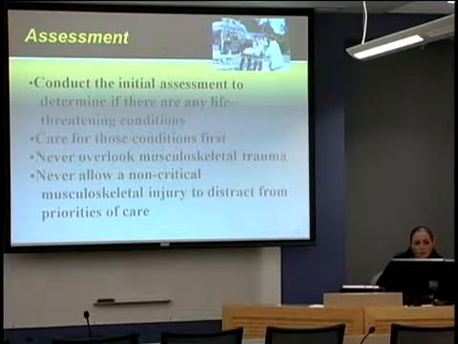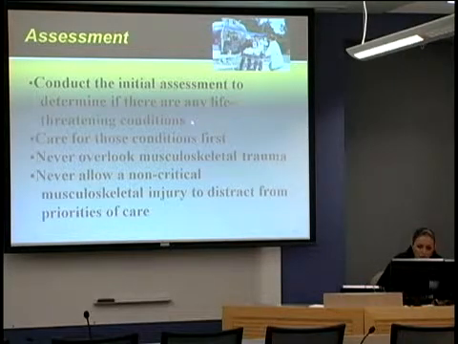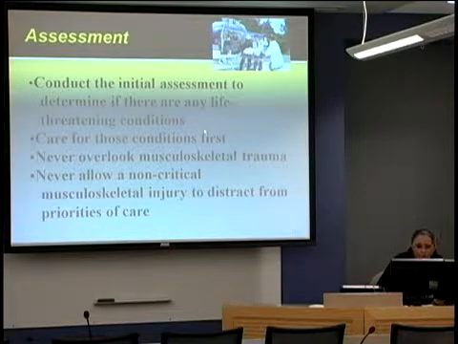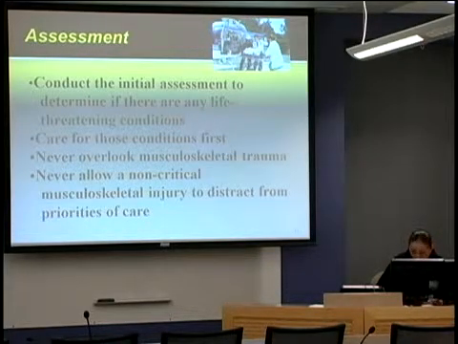So what do you have to do when you're assessing the patients? First, you conduct the initial assessment to determine if there are any life-threatening conditions, and you care for those conditions first. Never overlook musculoskeletal trauma, and never allow a non-critical musculoskeletal injury to distract from priorities of care.